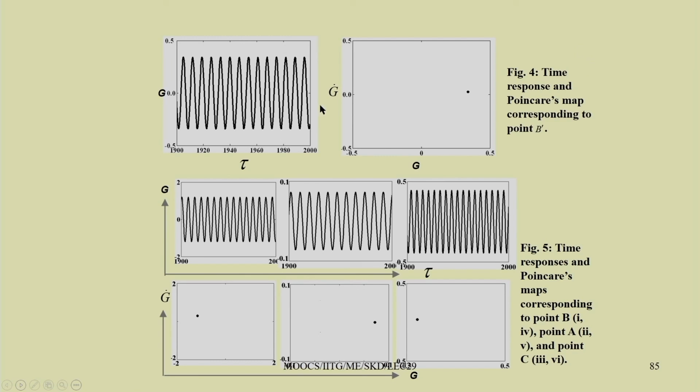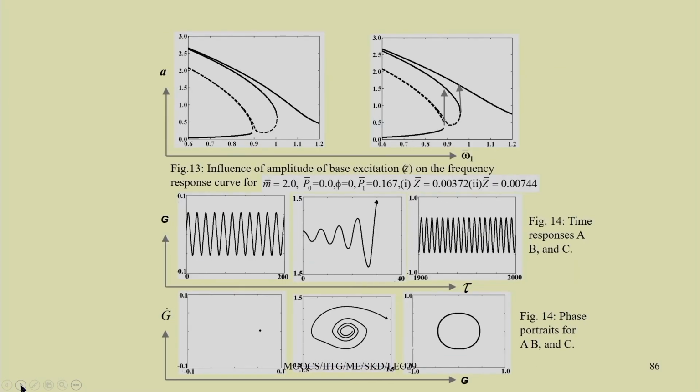In the time response and Poincare map, initially we have a periodic response. So in the Poincare section we have only a single point. Here you can see in the Poincare section the time response showing a fixed point. This way you can show the fixed point by using a Poincare section, and here you can see the influence of amplitude of base excitation on the frequency response. Here mass ratio equal to 2, P0 equal to 0 and phi equal to 0, with P1 bar equal to 0.167.